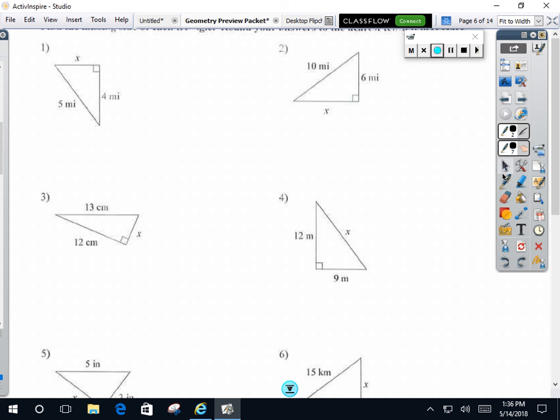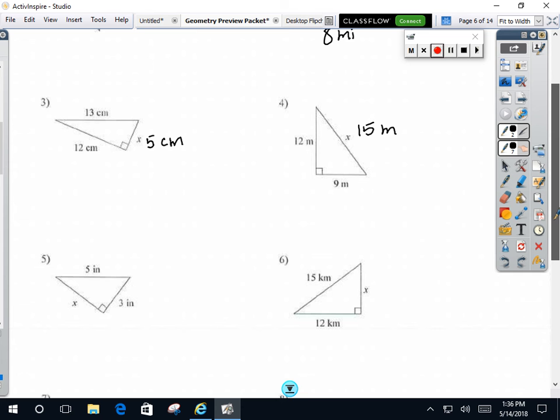For number 1, okay, Marcus. Right, 3 miles, because these actually gave us units. Number 2, who wants to tell me what they got? 8. Okay, 8 miles. Raise your hand so it's somebody different every time. Number 3, who wants to tell me? Okay, Jasmine. Right, 5 centimeters. Raise your hand for number 4. Anybody? Okay, right, 15 meters.